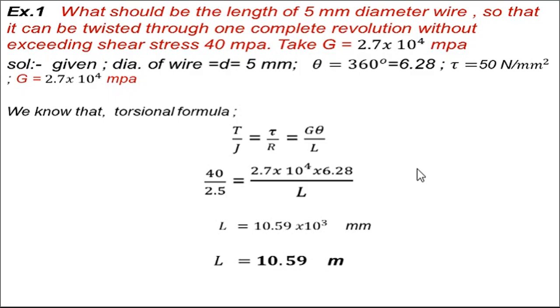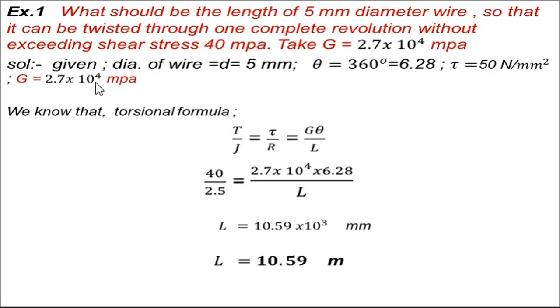First of all, convert that degree into radian by multiplying by pi by 180. We'll get the value 6.28. And tau, the maximum shear stress, should not exceed 40 MPa. Sorry, here tau was written as 50 by mistake, so tau is 40 MPa or 40 Newton per mm square. G, the modulus of rigidity or shear modulus as it is also called, is given as 2.7 into 10 raised to 4 MPa.